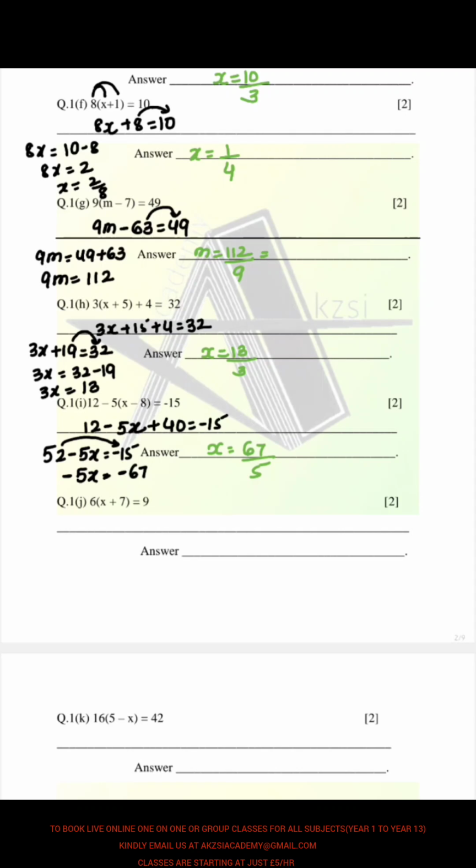Now, the next is also about expanding the brackets. So this will be 6 times x is 6x. 6 times 7 is 42.